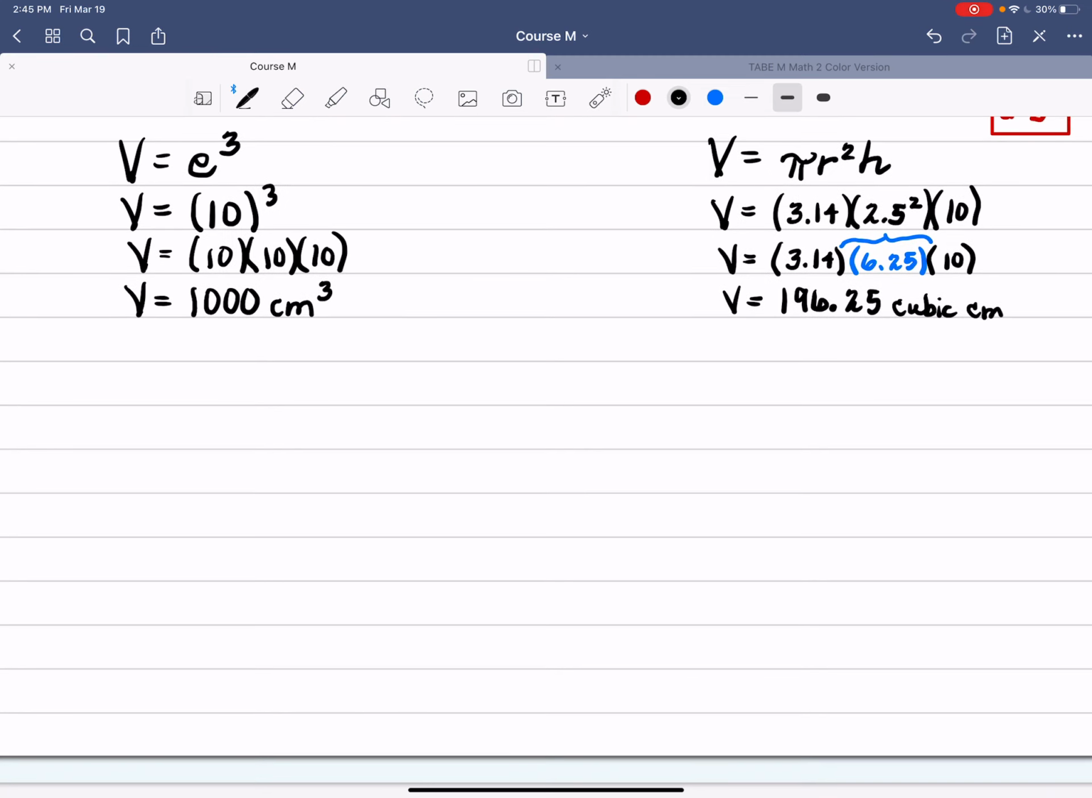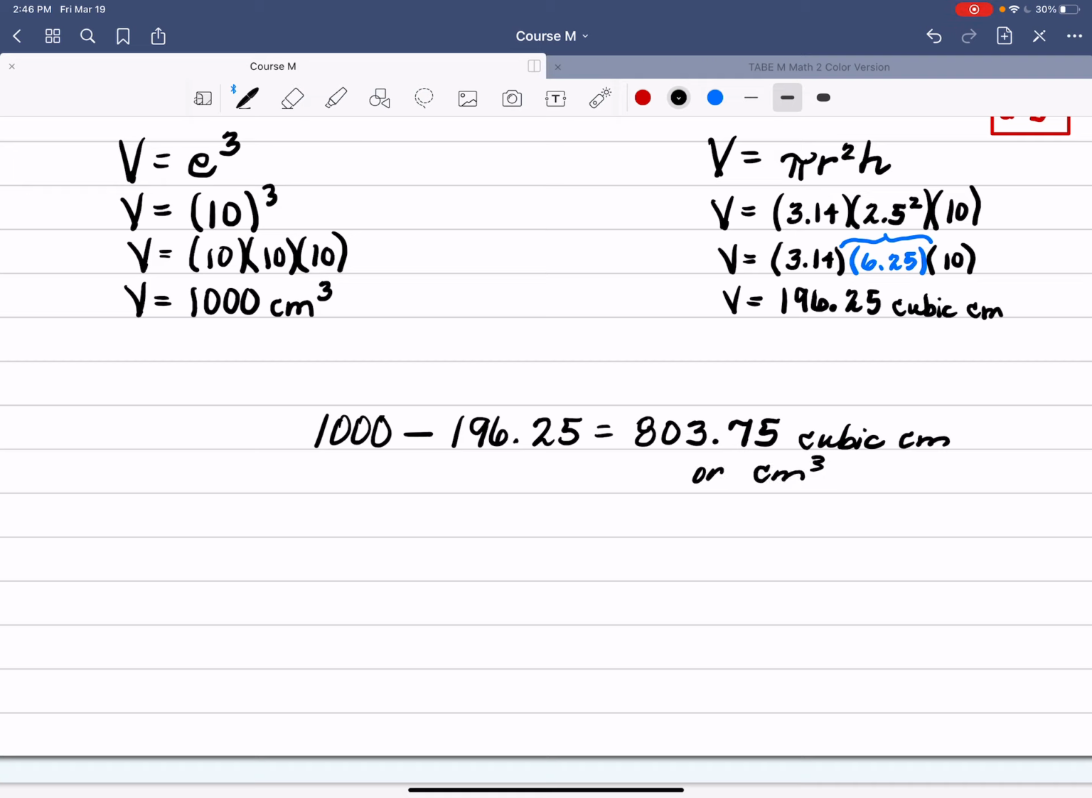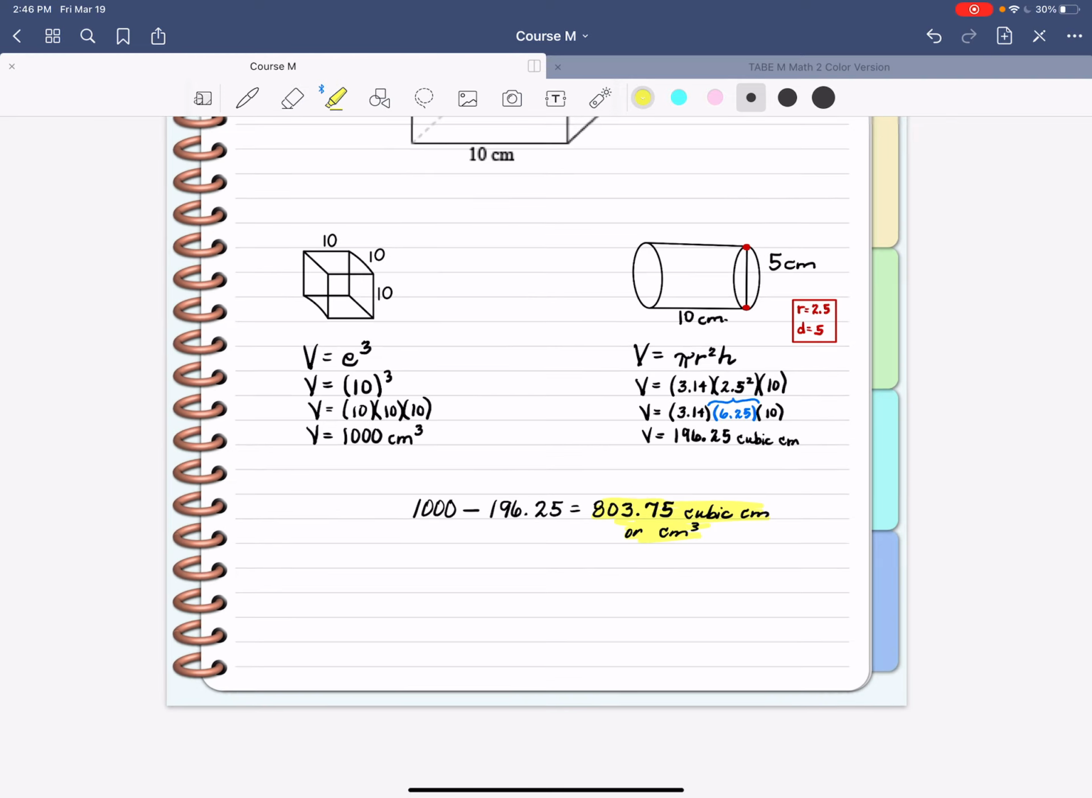So you would want to say the cube minus the cylinder leaves a composite volume of 803.75 cubic centimeters, or centimeters cubed. That is the composite volume that we're looking for. If a shape is cut away, you subtract. If it's stuck on, you're going to add.